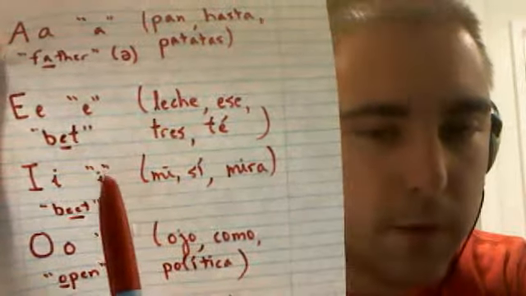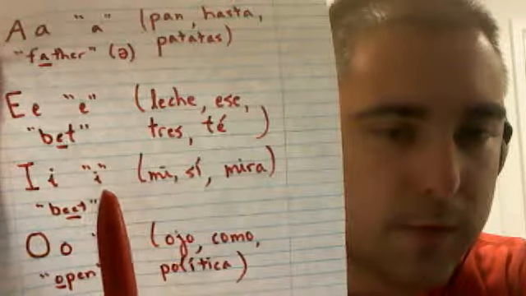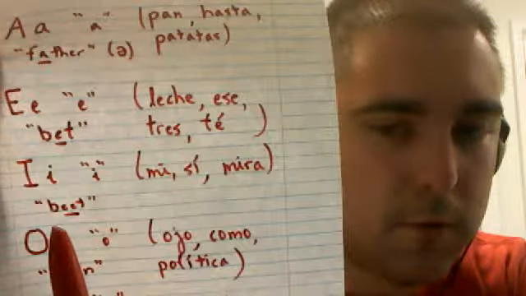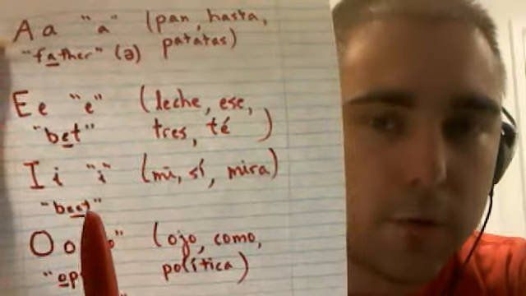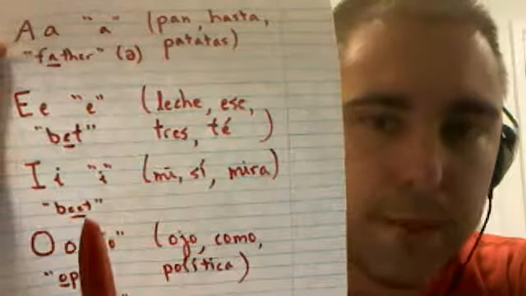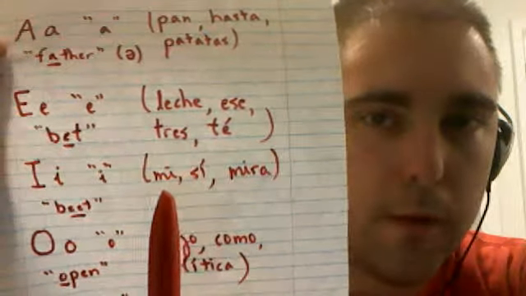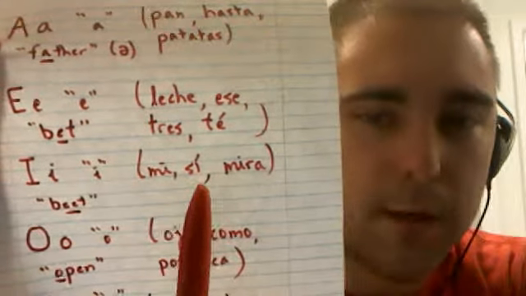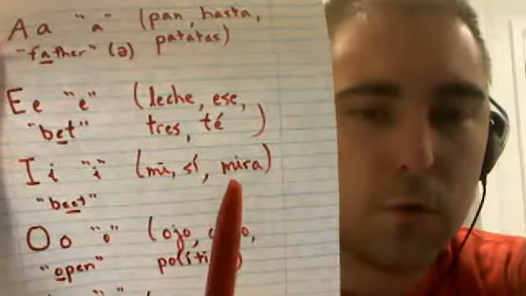The next Spanish vowel is what looks like the English I, and it's pronounced ee, as in the English word beat, but it's a shorter sound than in the English word beat. And some examples are the word mi, which means my, si, which means yes, and mira, which means watch or look at.